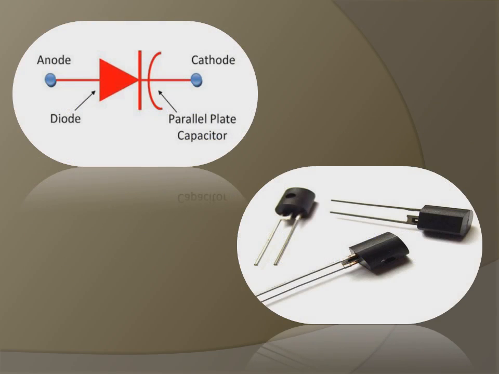This image represents the varactor diode, where there are two terminals, an anode and a cathode, and there is a notation for a parallel plate capacitor, since the varactor diode depends upon the capacitance. This is the schematic symbol of the varactor diode.